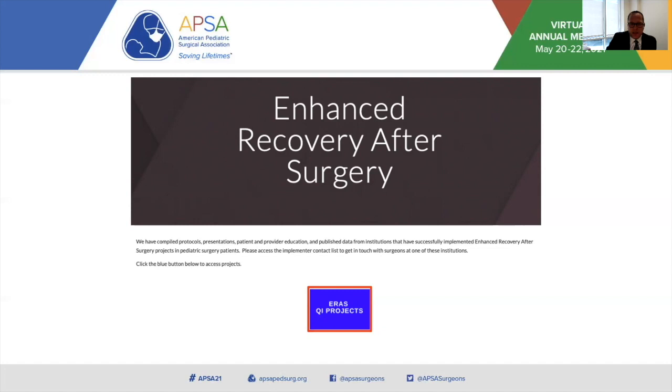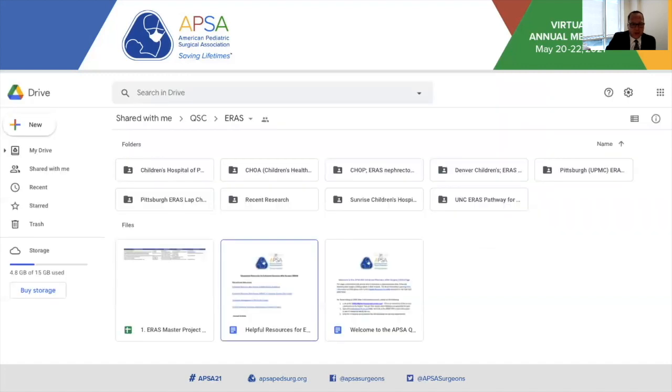Right now, you then select QI projects, and when you land here, you see a number of different things within the Google Drive. The first is a master list of other surgeons who've implemented these pathways and uploaded their pathway guidelines to the toolkit. In case you have questions as you read through their pathways, you'll know who to contact. There are also helpful resources for pathway development, as well as instructions for submitting your pathway once you've developed it and implemented it at your institution.